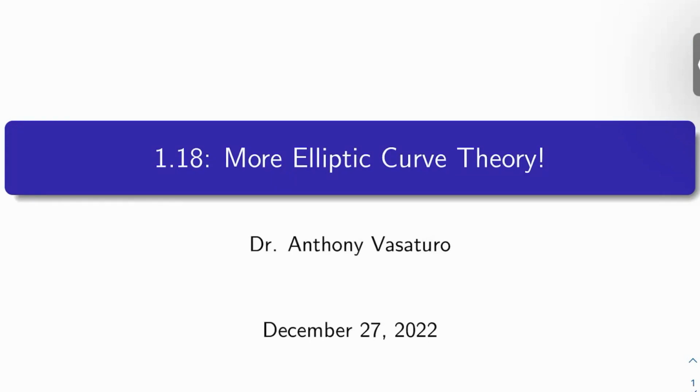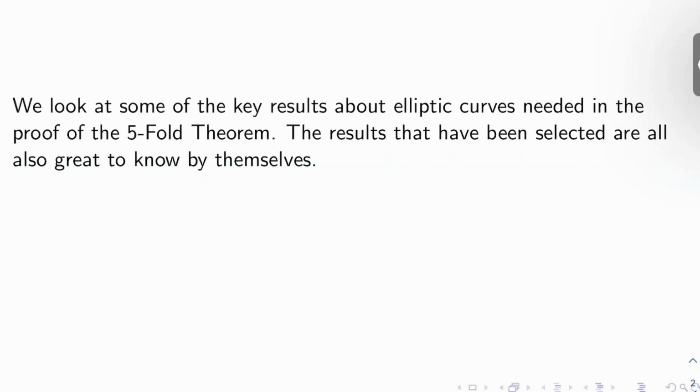Today we're going to be looking at some more basic elliptic curve theory, although this theory will be somewhat more advanced than the last video I made on elliptic curve theory. The motivation for this video is very simply, there's a lot of key results about elliptic curves that were needed in the proof of the fivefold theorem from the previous video. And while I do have a separate chapter on the fivefold theorem and its proof, I thought it would be good to look at some of the results on elliptic curves needed now, because a lot of the results that I've selected are all just kind of fundamental pillars of the field of study of the arithmetic of elliptic curves, and you should know about these results. They're used at various points throughout the proof of Fermat's last theorem, so there's no reason not to know them.